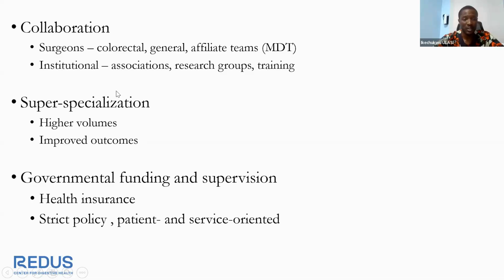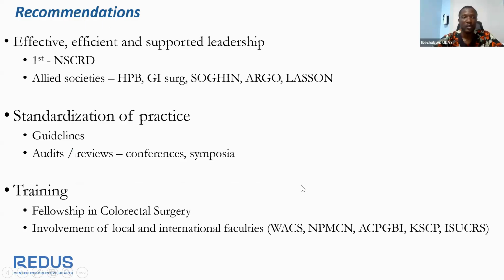I've talked about super specialization, so this gives them higher volumes and better outcomes. And then there is a lot of support from the government in terms of funding and then supervision. So, lessons learned, and if I may make recommendations: first, we need to have efficient and effective leadership in the Nigerian societies that we have, both NSCRD and SON, all these societies. We need effective leadership that is fully supported, because most times if the leadership is doing their best, as our present leadership is doing, and you don't have adequate support by all, we won't be able to make much headway.